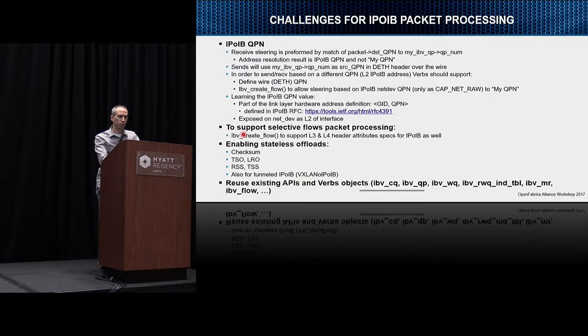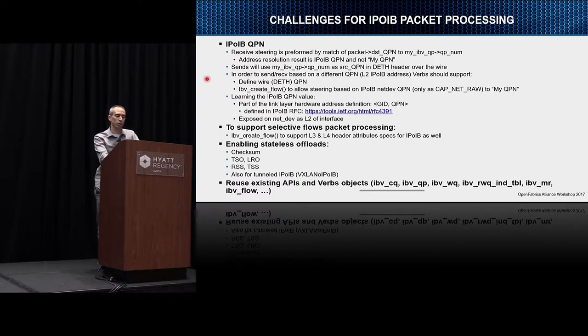I'll continue with the challenges. As I specified, there's the issue with the QP number. If we would like to enjoy the address resolution of the kernel, we should also behave well in terms of what we put on the wire. On the wire for UDQPs, we have the datagram extended transport header, the DTH. It carries the source QP number. To use the generic address resolution of the kernel, we need to send packets where the source QP number in the DTH is the same as the kernel QP. So we don't fake QP numbers.